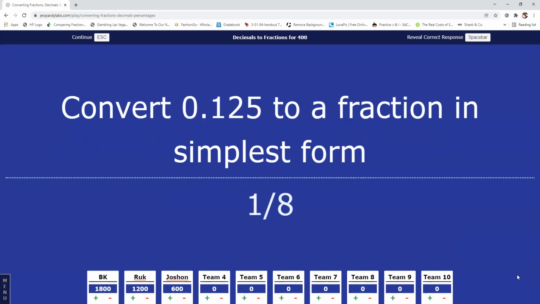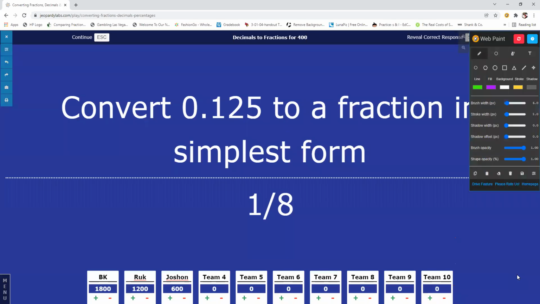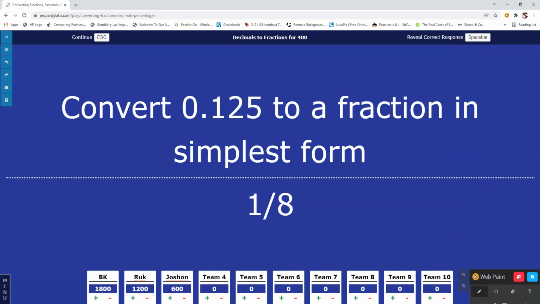The correct answer is 1/8. How did we get that particular answer? When we go from a decimal to a fraction, we count the number of values after the decimal, or you can say it out loud. Because there are 3 values after the decimal, I'm going to put it over 1,000. Then we reduce from here. 125 and 1,000 can both be divided by 125, and that's going to give us 1/8.